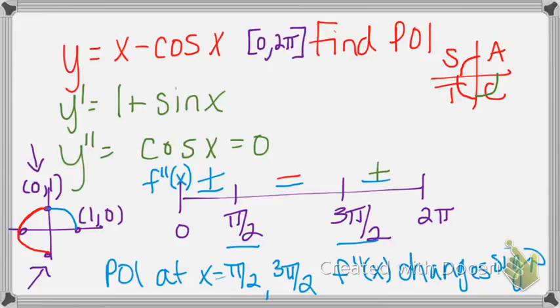If it would have been positive, positive, negative, then there wouldn't have been a point of inflection at pi over 2 because the second derivative would not change sign. Remember, the second derivative positive means that the equation is concave up in that category. And second derivative negative means concave down in that category.